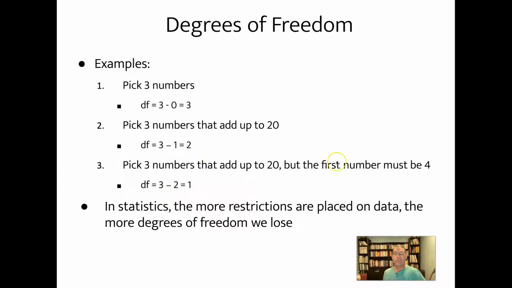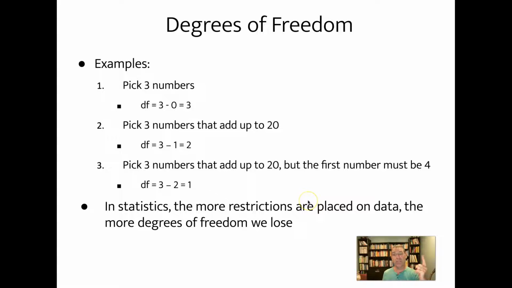Like for this one, if I said, pick the 3 numbers that add up to 20, what does the first number have to be? Has to be 4, because it's one of the restrictions. What's the second number? That is the only one that's free to vary. I could pick any number. I could pick 10, I could pick 42, I could pick 3,000, I could pick 2 billion, I could pick -7, I could pick 3.443572. Doesn't matter.